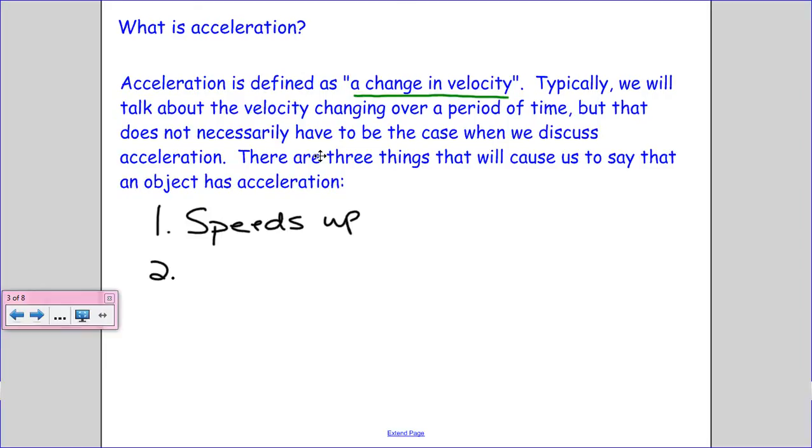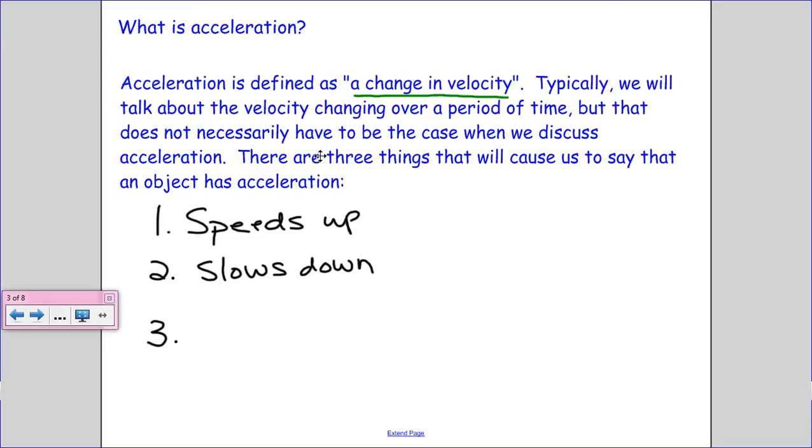The opposite of this, which we don't usually think of, but it's right there, is when an object slows down. So even though your velocity is going from a high number to a low number when you step on your brake pedal in your car, it's still an acceleration. Acceleration does not just mean speeding up, it also means slowing down. It's any kind of change in velocity.